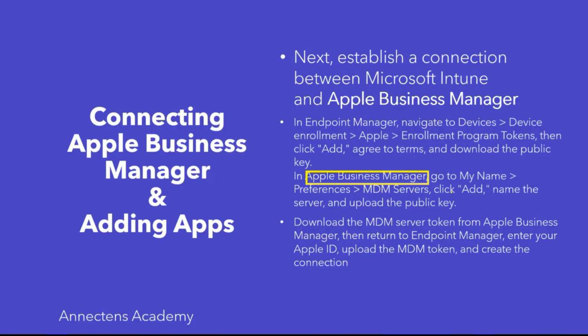Where to go and how to add it, because the steps are a bit confusing, so I'm just simply telling you what we require here. First, we will go to the endpoint manager, like Intune. From devices, we will go to enrollment, Apple enrollment token. This is where we'll create a public key, and that public key will be downloaded.